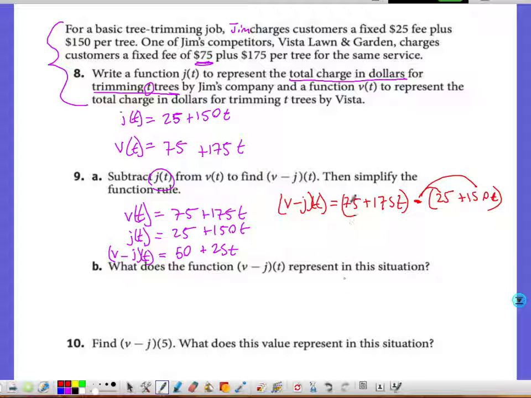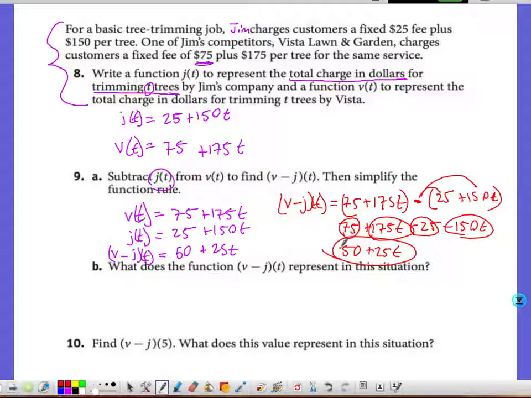So when I distribute that negative, I can get rid of the parentheses, and what I have is negative 25, minus 150t. And so now that I have this, I don't need the parentheses anymore. I can just basically combine like terms. 75 minus 25 is 50, and then 175t minus 150t is going to be 25t, and I get my answer.